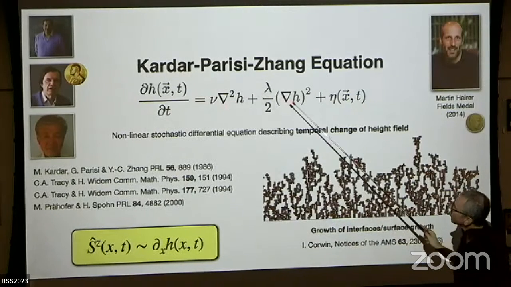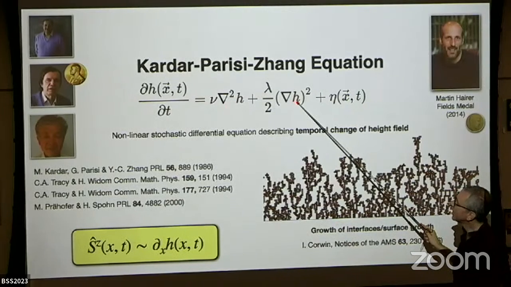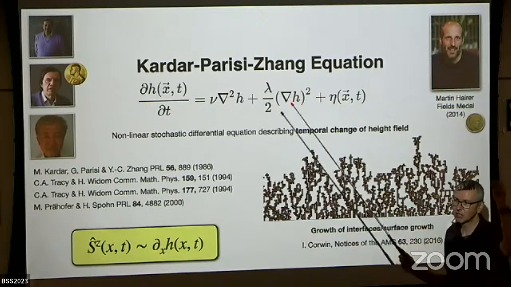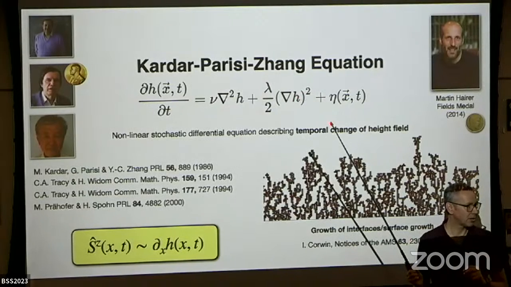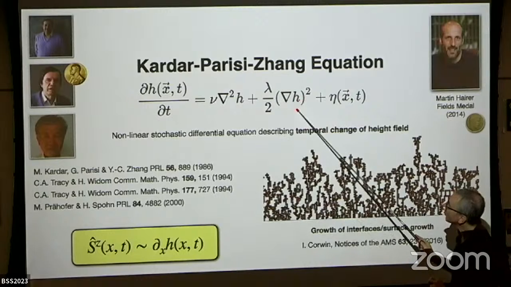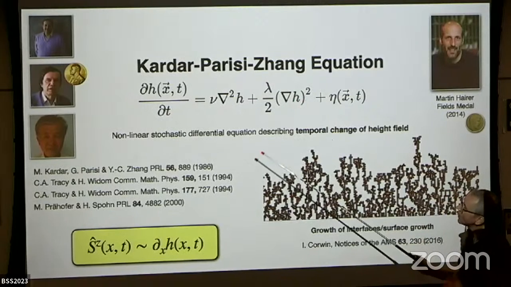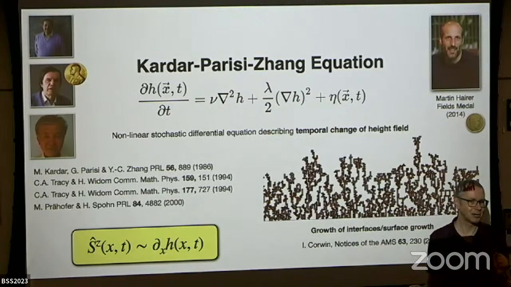That's all standard, but what's not standard is this gradient h squared term, which is the nonlinearity, which generates the sticking I talked about in this model. Okay, and this is what makes this extremely hard to solve. So it's a nonlinear stochastic partial differential equation.